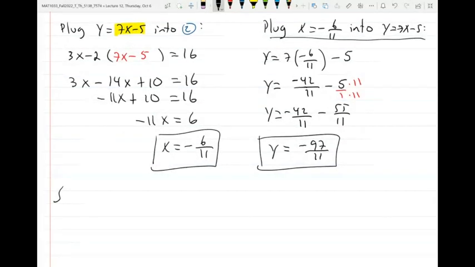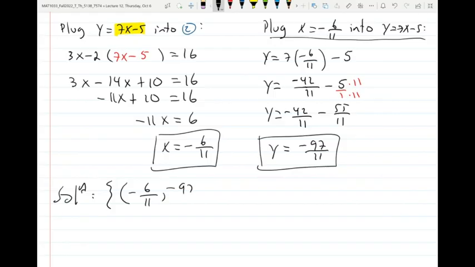So what's this? Let's write the solution set. So the solution set is a point, and it's the point negative 6 over 11, comma, negative 97 over 11.